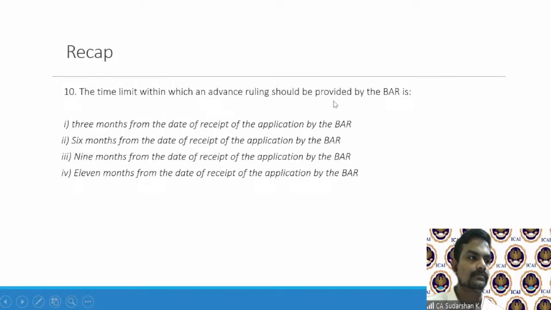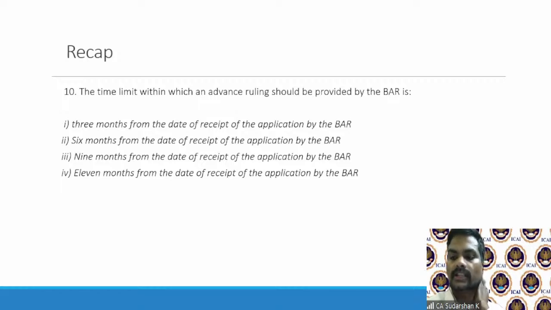Another aspect, time limit, which is very important: the time limit within which an advance ruling should be provided by the BAR. Is it 3 months from the date of receipt of the application, 6 months, 9 months, or 11 months? If you know the answer, please key in the chat box. The time limit stipulated in the law.